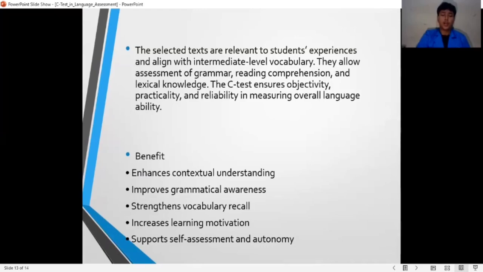The selected texts are relevant to student experiences and align with intermediate level vocabulary. They allow assessment of grammar, reading comprehension, and lexical knowledge. The C-test ensures objectivity, practicality, and reliability, measuring overall language ability. Benefits for students are enhanced contextual understanding, improved grammatical awareness, stronger vocabulary recall, increased learning motivation, and last is support for self-assessment and autonomy.